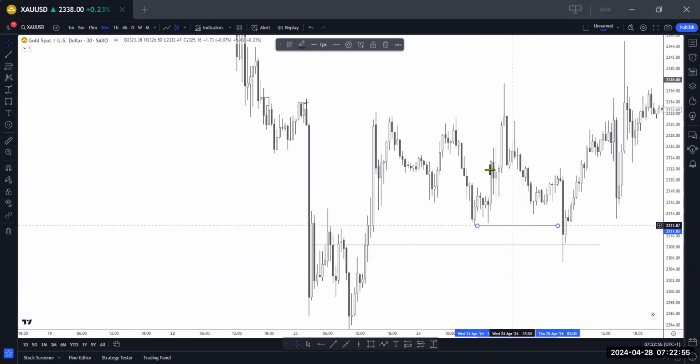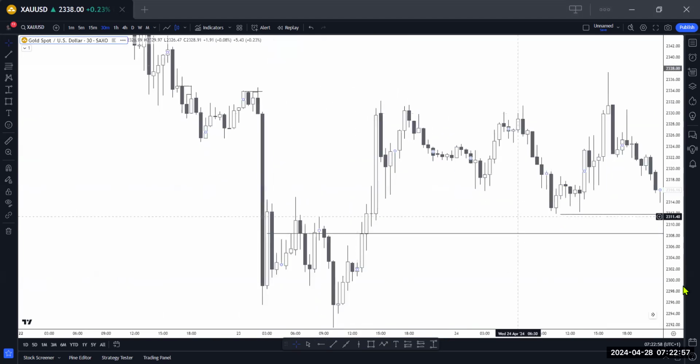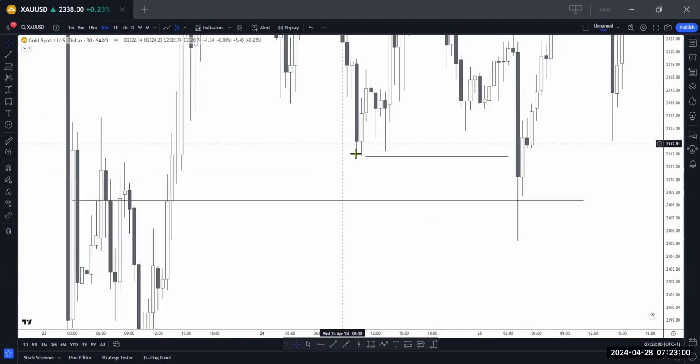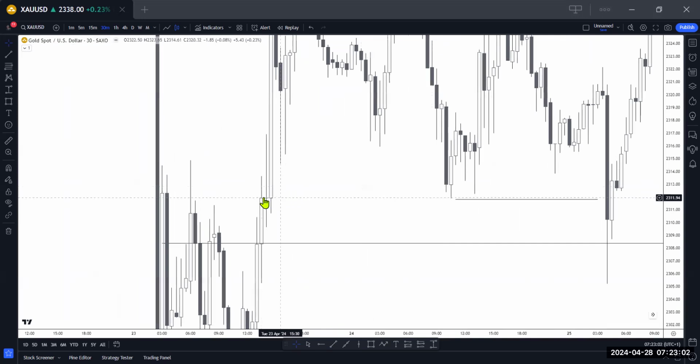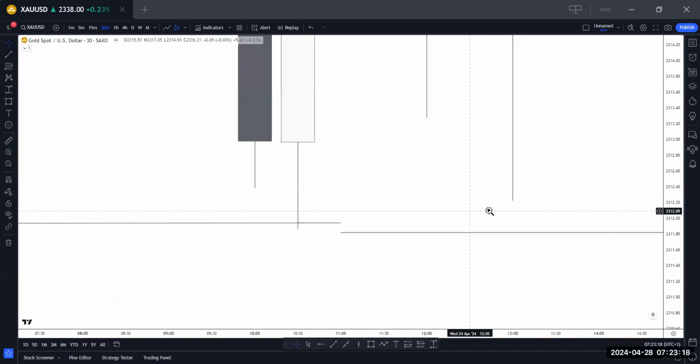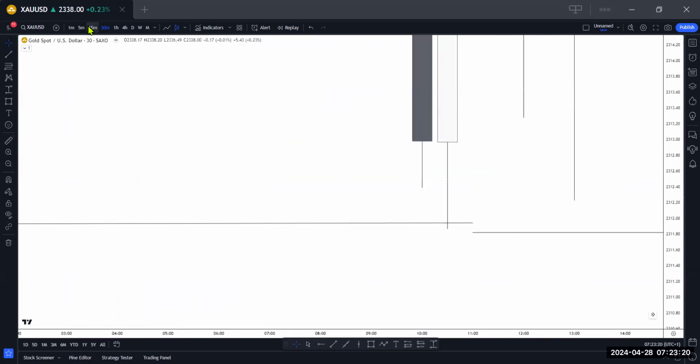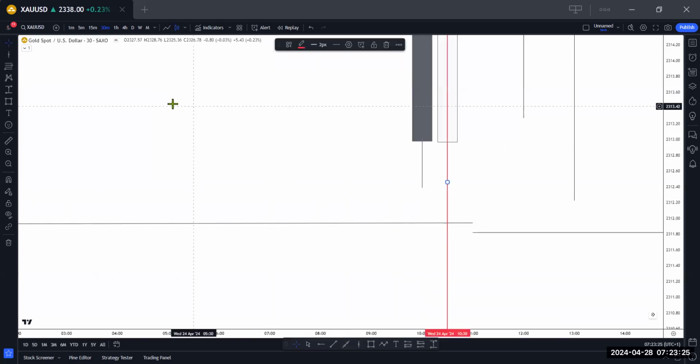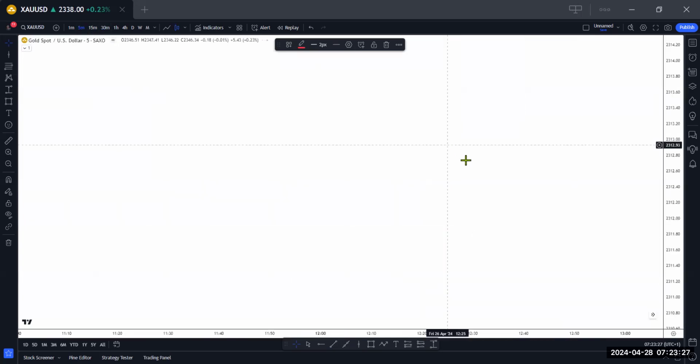So in the M30, this was last week's price action. Let's look at this gap level, for example, or GSNR. Perfect, super perfect. So price tapped it. What time frame do we go to? We go to M5.